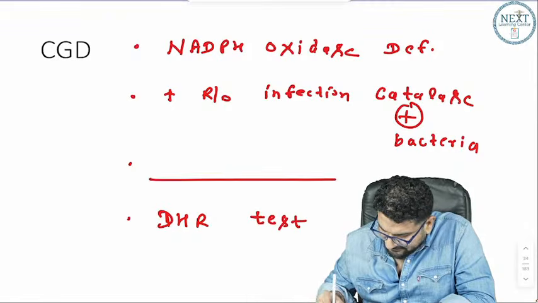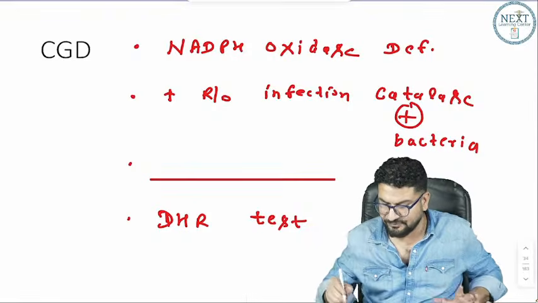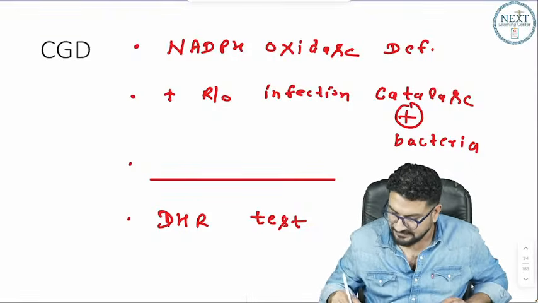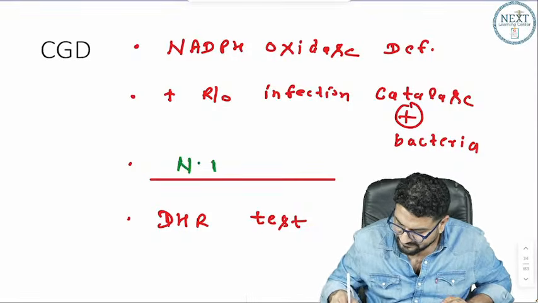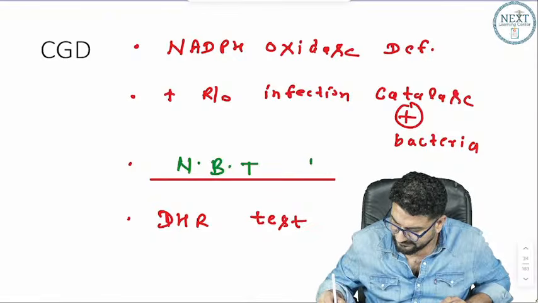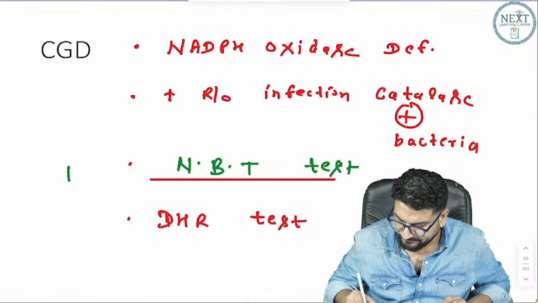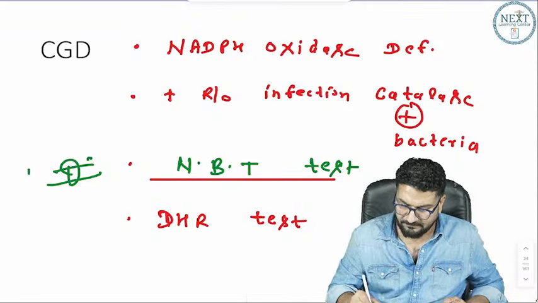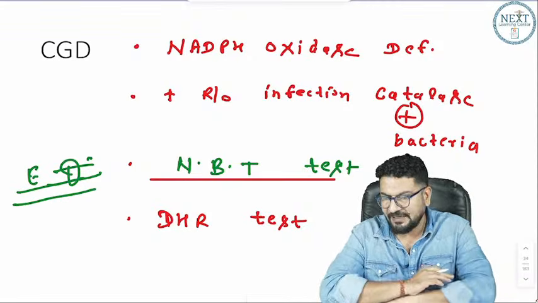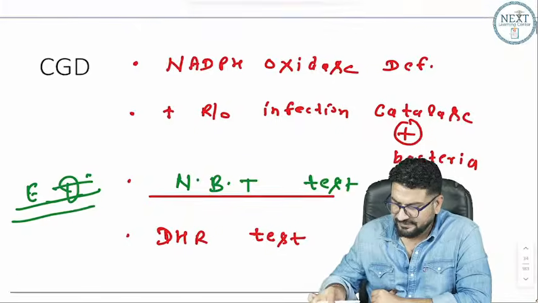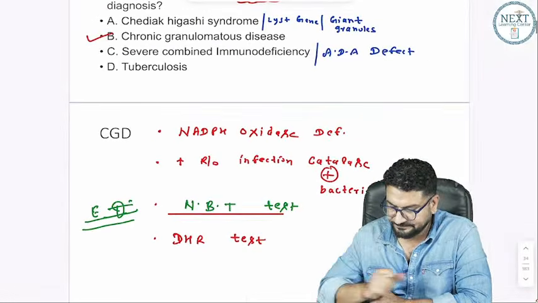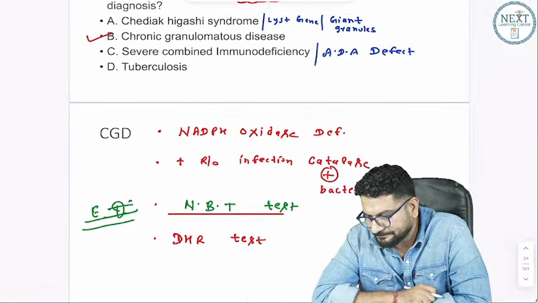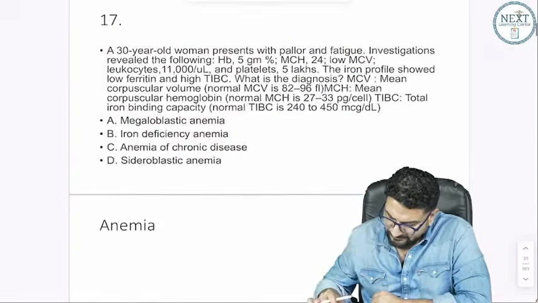Look, last time they asked DHR, this time they ask this one. Which test do they ask? The NBT test, nitroblue tetrazolium chloride test. So this is an expected question. CGD, how do we make a diagnosis? By NBT, nitroblue tetrazolium, or we can use the DHR test, dihydrorhodamine test. Okay, now let's look at the next one.